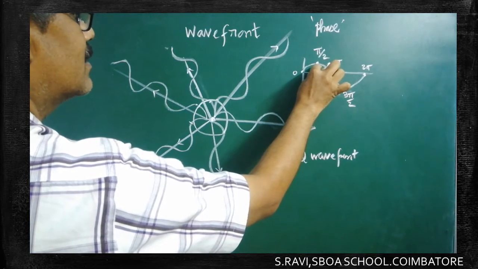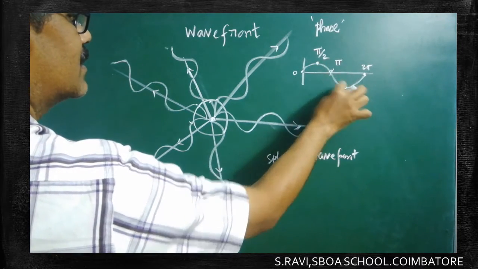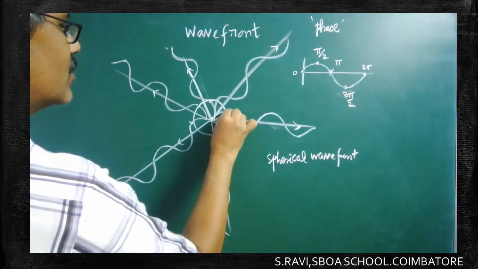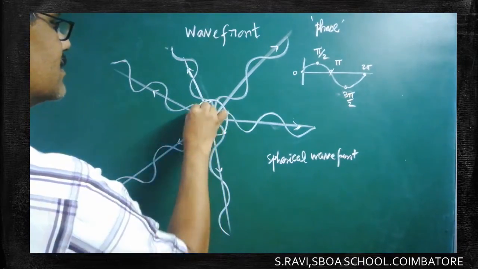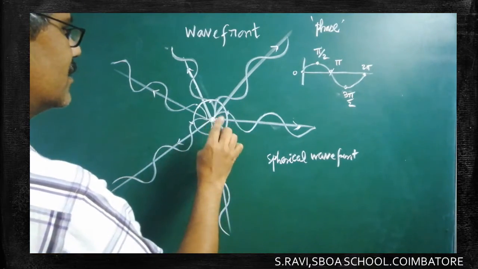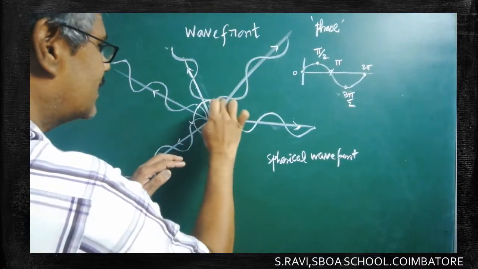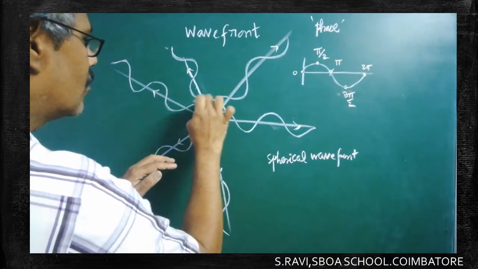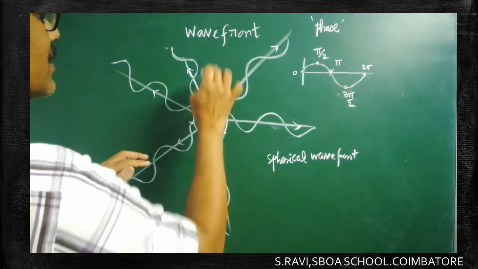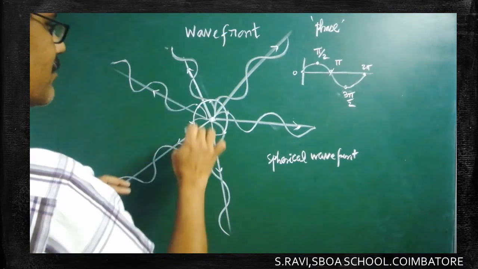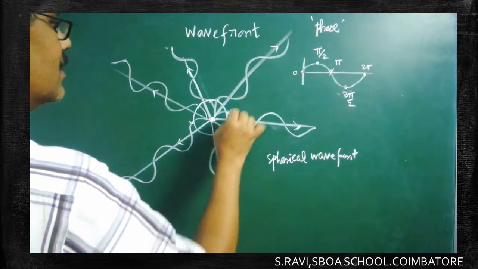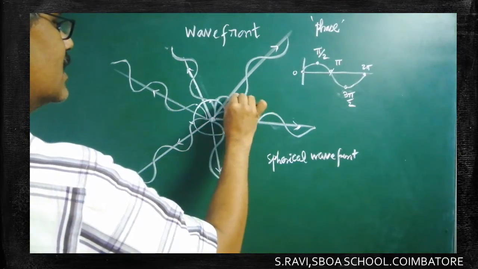Even with the help of some other words we can explain. This is the point called crest. This is the point called trough. This is the crest point, this is also a crest point. Crest, crest, crest. All the crests are connected here. After connecting the crests by means of a locus, that locus gives you the new concept called, what is this? Wavefront. That locus itself is called the wavefront. Are you clear? How will the shape of the wavefront be? Spherical wavefront.